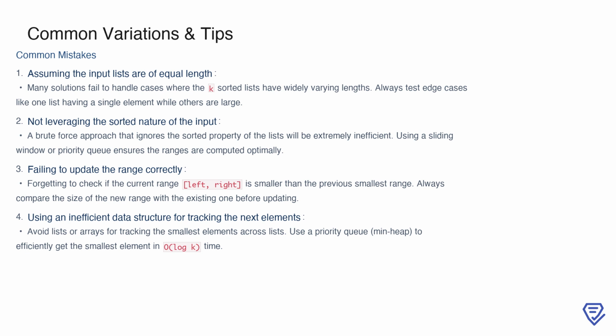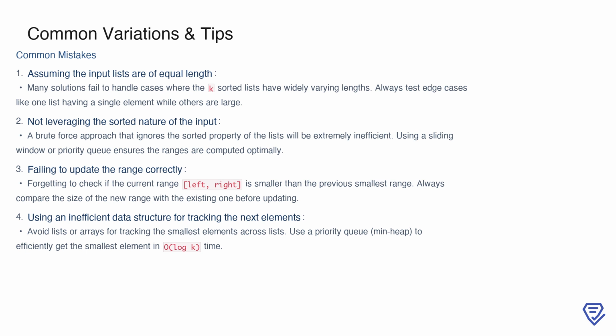Additionally, some approaches fail to leverage the fact that the lists are already sorted. Ignoring this property often results in inefficient brute force solutions, which are not practical for larger inputs. Instead, methods like a sliding window or a priority queue can help you compute the range much more efficiently.